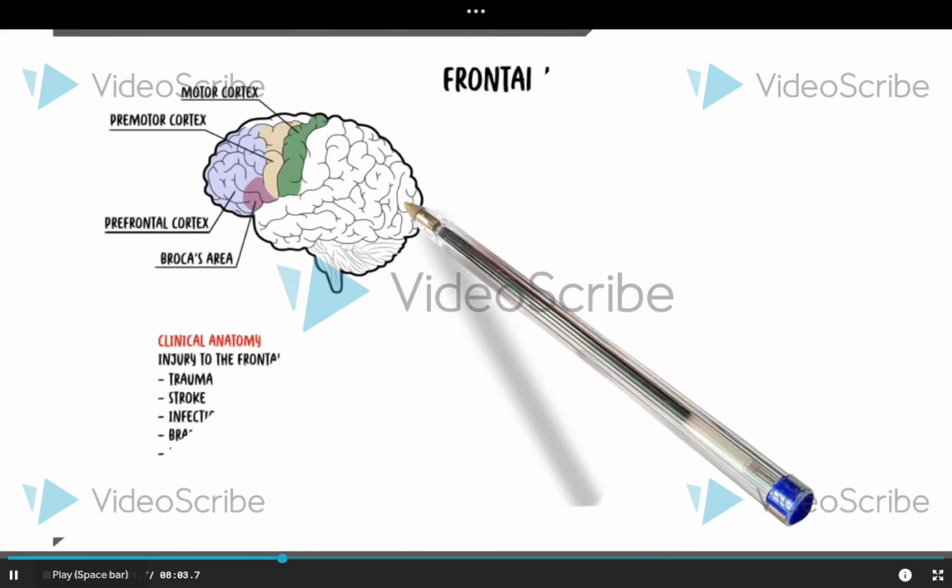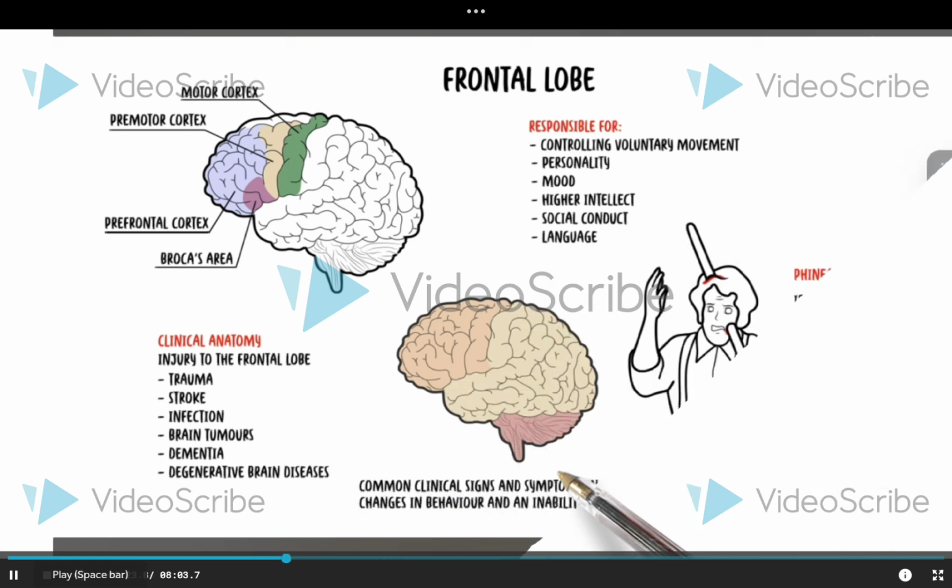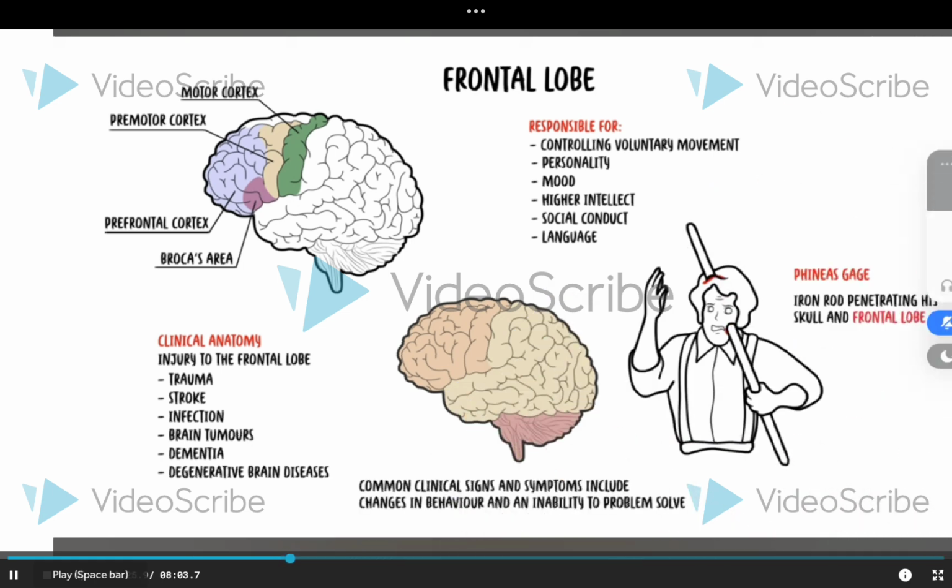Let's go one by one. Frontal lobe is located in front of the brain, which is responsible for voluntary movement, personality and mood, higher intellectual and social behavior conduct. And also it's responsible for language production. We have Broca area.